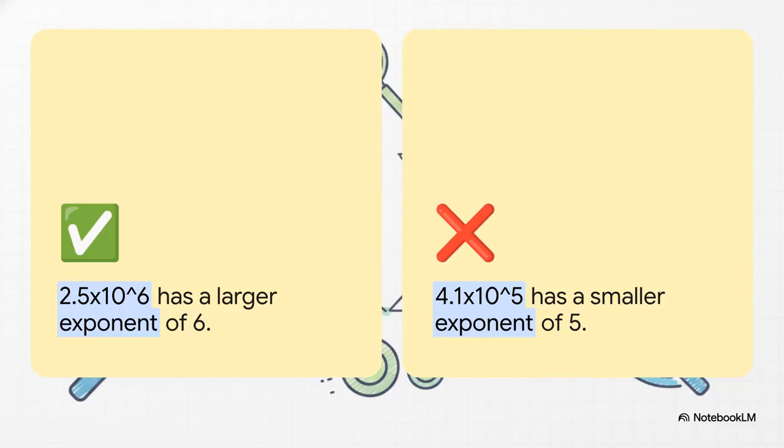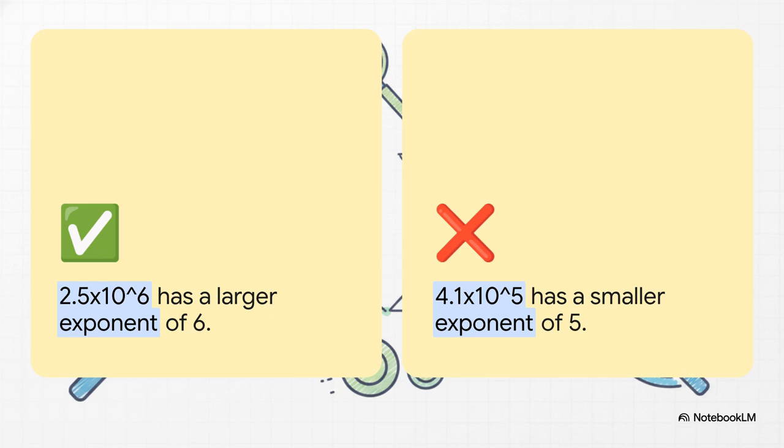Now, what's really interesting about this slide is how instantly we can solve what looks like a complicated math problem. Let's look at example 1. Which is greater, 2.5 times 10 to the 6th power or 4.1 times 10 to the 5th power? Think back to our rules. Step 1, look at the exponents. We've got a 6 and we've got a 5.